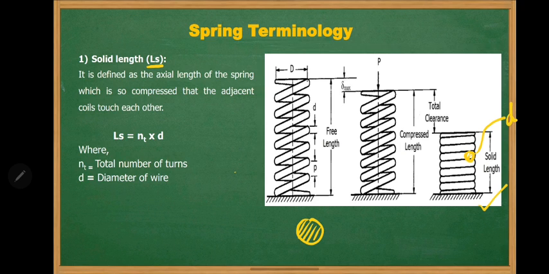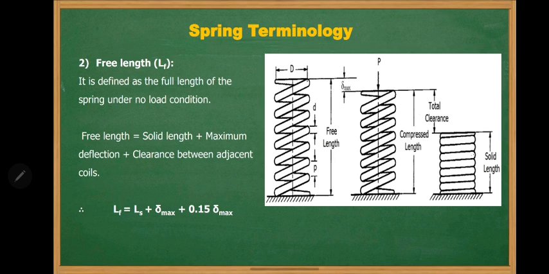Now to calculate the spring solid length, we have a number of cross sections like this. If you add these diameters, suppose 1, 2, 3, 4, 5, 6, 7, then the total solid length of the spring will be 7 times the diameter. This 7 is nothing but nt, the total number of turns. So you can calculate the solid length as nt multiplied by d.